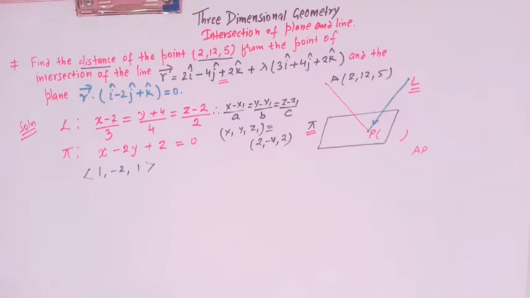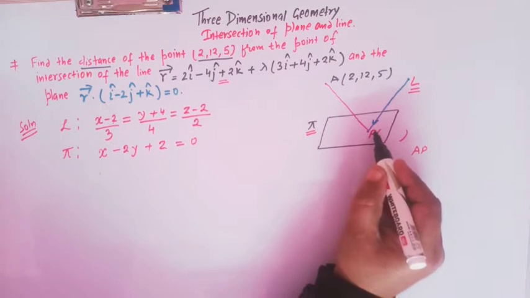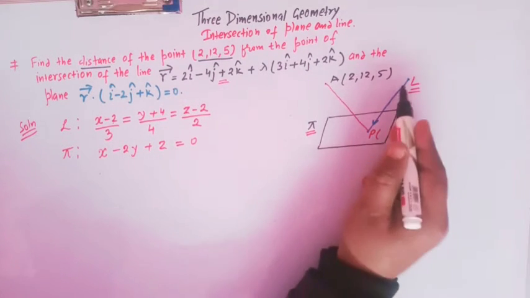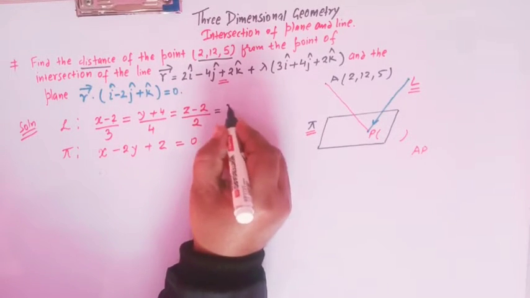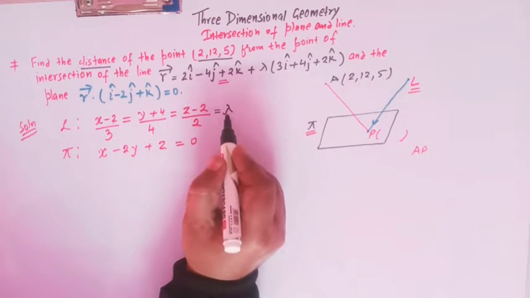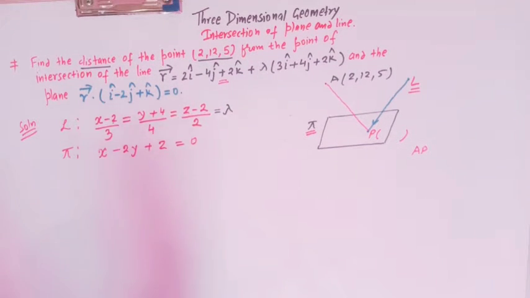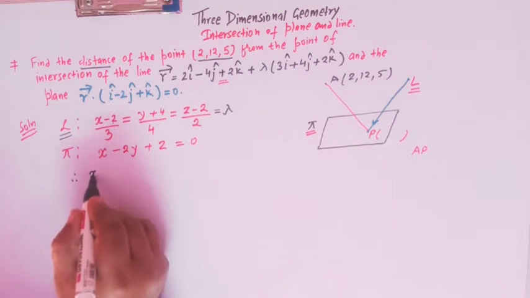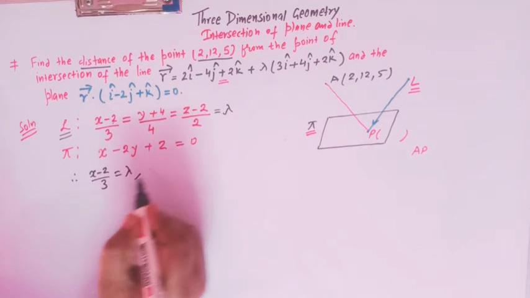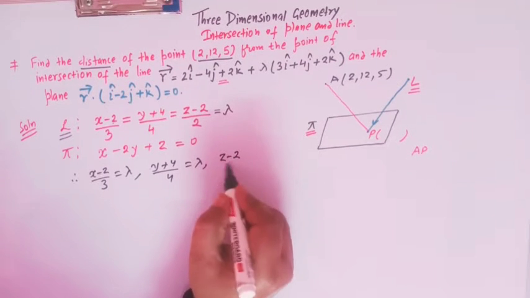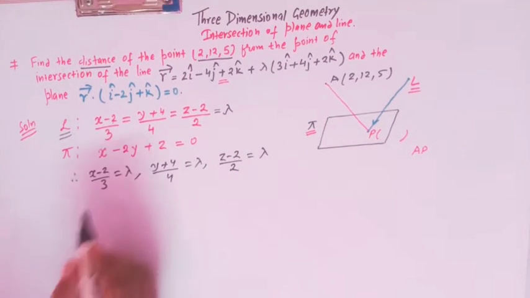Now, in order to calculate the coordinates of this point P, which is the intersection of this plane and line, let us take lambda. We are taking this scalar lambda in order to find the general point on this line L. Therefore we have (x minus 2) over 3 equal to lambda, (y plus 4) over 4 equal to lambda, and (z minus 2) over 2 equal to lambda.